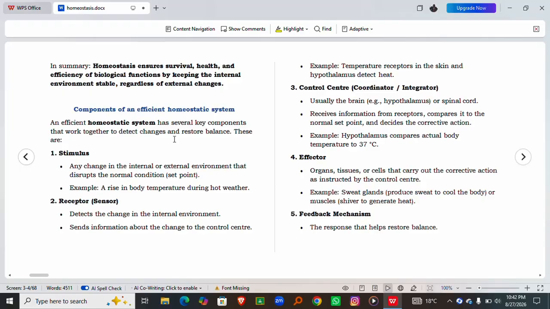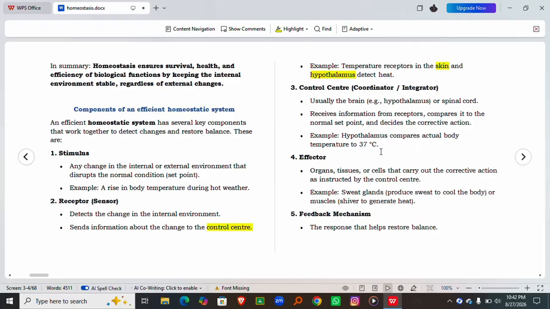These receptors will have to send information about the change to the control center. The control center could be the brain. For example, temperature receptors in the skin and the hypothalamus help to detect the changes in heat within the body. The hypothalamus and the skin contain receptor cells that help to detect the changes in the temperature, the internal body temperature.